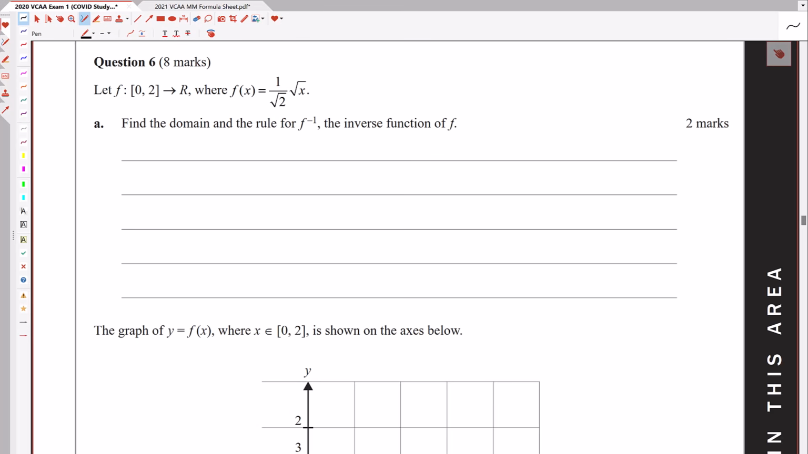Okay, so question 6, we've got a function here, has a restricted domain 0 to 2. f of x is 1 on root 2 times root x. Now to me, when I first saw this, that seems a really messy way to write this function. And I immediately thought, well, that's just root x on root 2. And that's just root x on 2. And then I tended to work with the function in that form, which perhaps made my derivatives look a bit different to what they might be if you had left it in this form. But I actually think ultimately it's still easier.